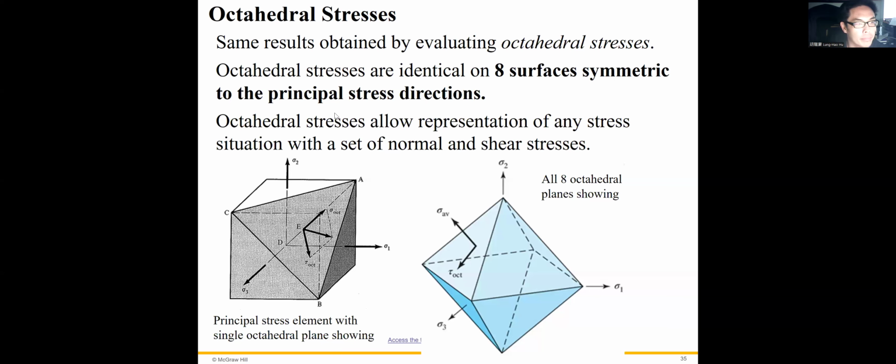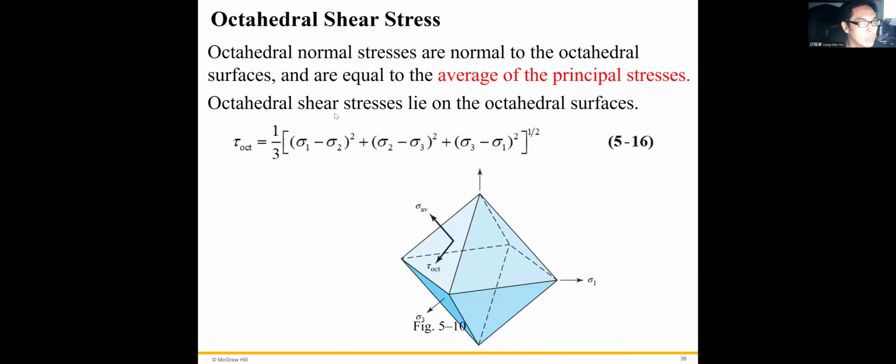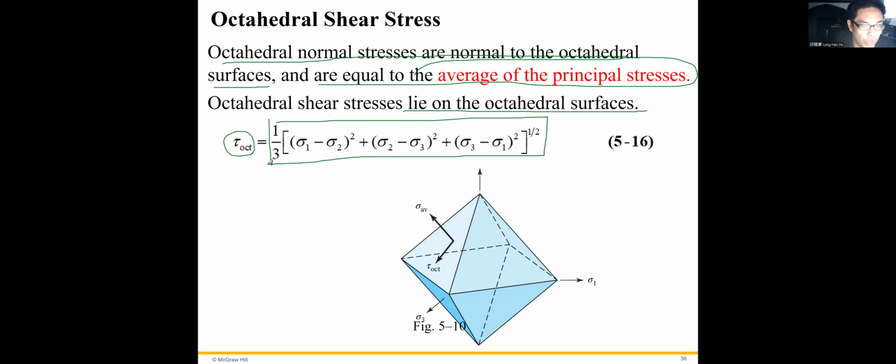These octahedral normal stresses are normal to the octahedral surface and are equal to the average of the principal stresses. And the octahedral shear stress lies on the octahedral surface. Therefore we define the octahedral shear as equal to this equation, which corresponds to sigma 1, 2, and 3.